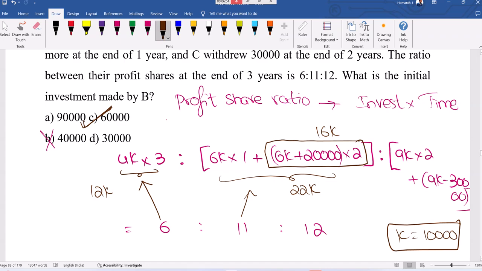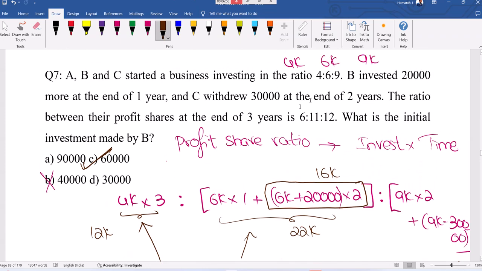See here, profit share ratio is given already. What is the initial investment of A, B, and C? They may ask. A is 40,000, B is 60,000, C is 90,000. That's what, 40, 60, 90 available.